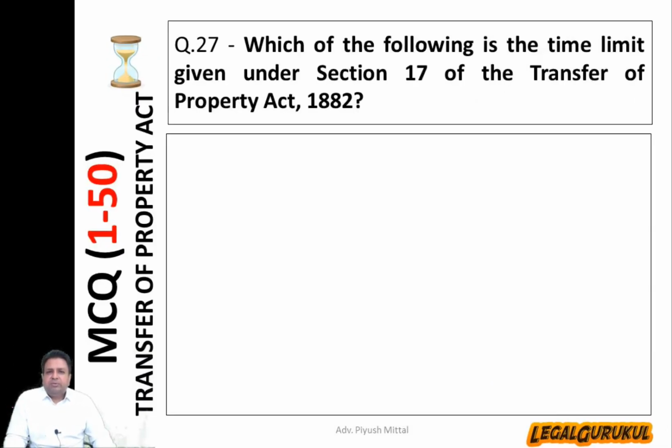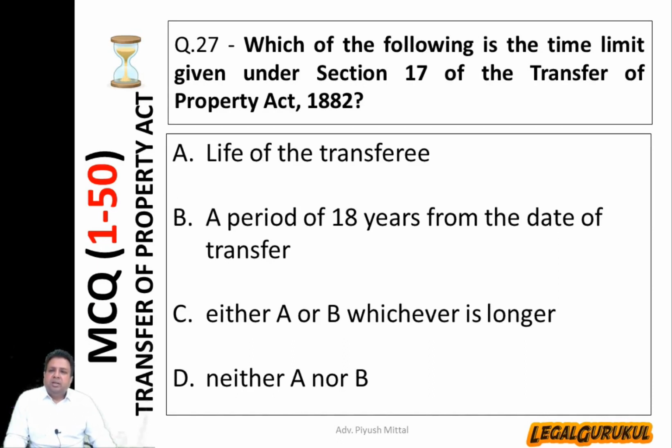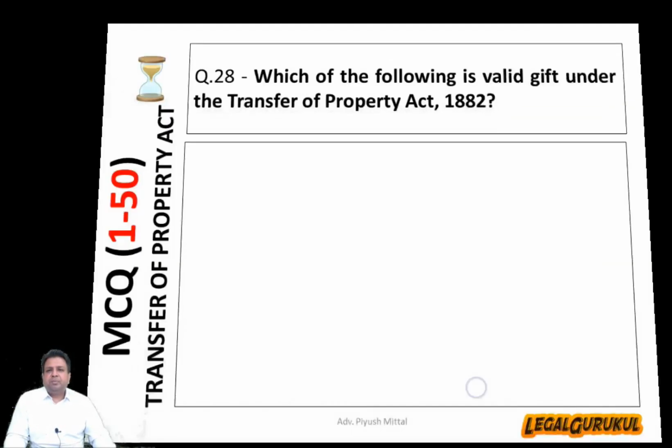Question number 27. Which of the following is the time limit given under Section 17 of the Transfer of Property Act? Option A. Life of the transferee. Option B. A period of 18 years from the date of transfer. Option C. Either A or B, whichever is longer. Option D. Neither A nor B. And the correct answer is option B. A period of 18 years from the date of transfer.